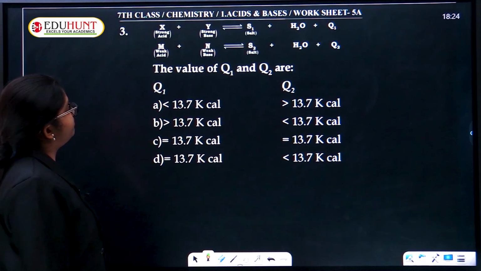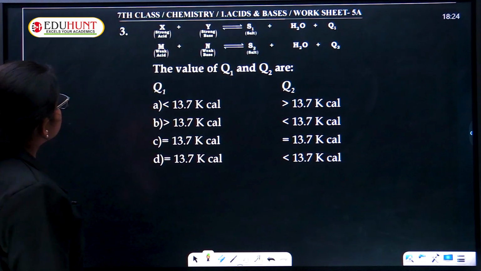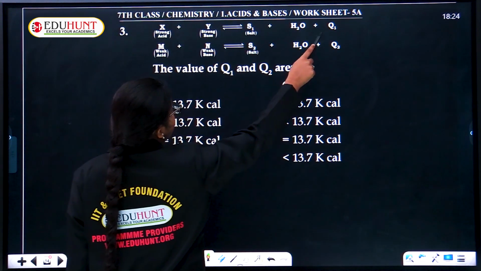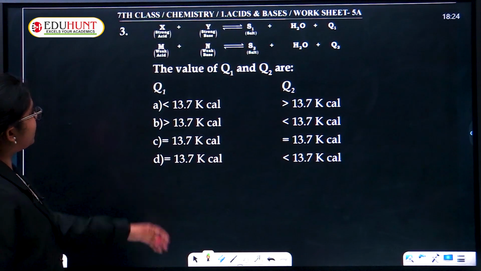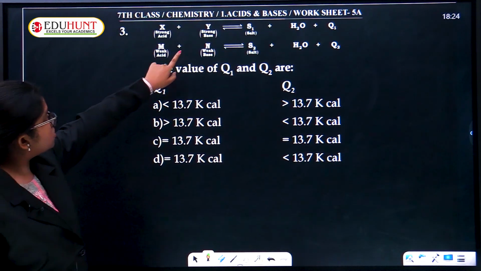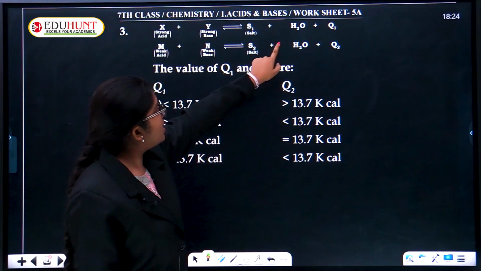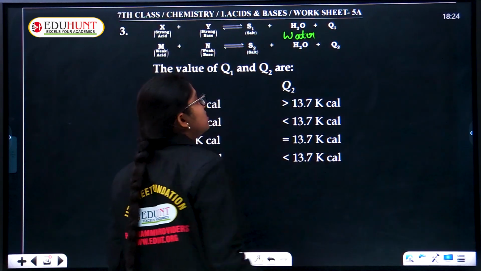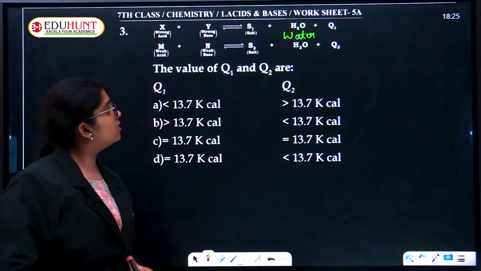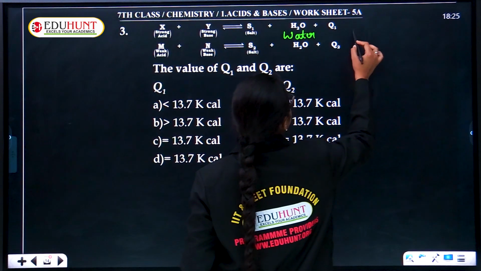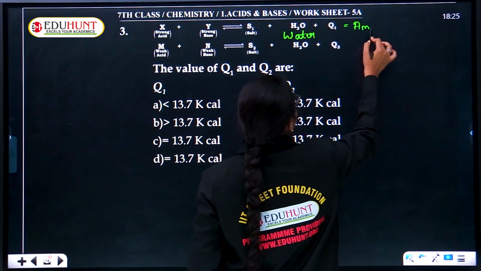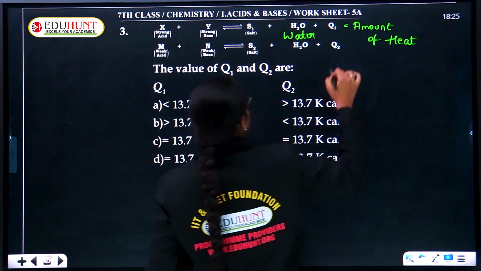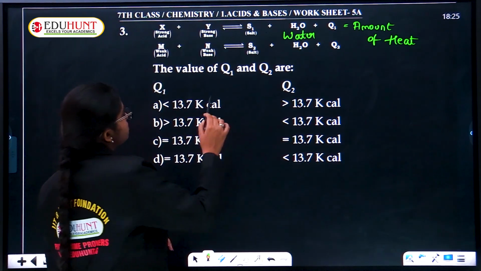Question number 3. There is an equation X plus Y gives rise to S1 plus H2O plus Q1. Children, X is a strong acid, Y is a strong base, S1 is salt, H2O is water, and Q1 is the amount of heat liberated. They are asking us to find out the values of Q1 and Q2.